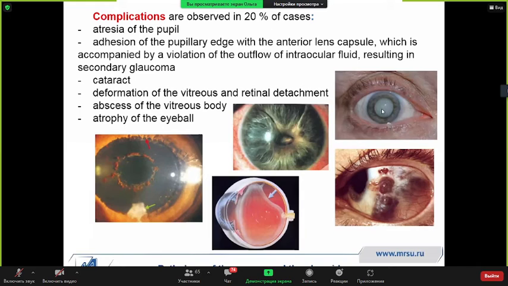Cataract needs surgery. Deformation of the vitreous and retinal detachment. Here we see retinal detachment. It's a very strong complication too. And atrophy of the eyeball.